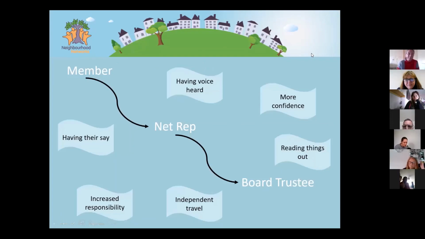Great, thank you. So you'll have seen in that video that several of our board trustees were also net reps. We found that being a net rep is often quite a good stepping stone and encourages members to take on more responsibility and to gain confidence with other things such as the governance process playing a part in that. Here are some of the things that members said they'd gained from going through this process of becoming a net rep and then a board trustee, such as having their voice heard, more confidence, learning to read things out, independent travel, increased responsibility, and having their say.